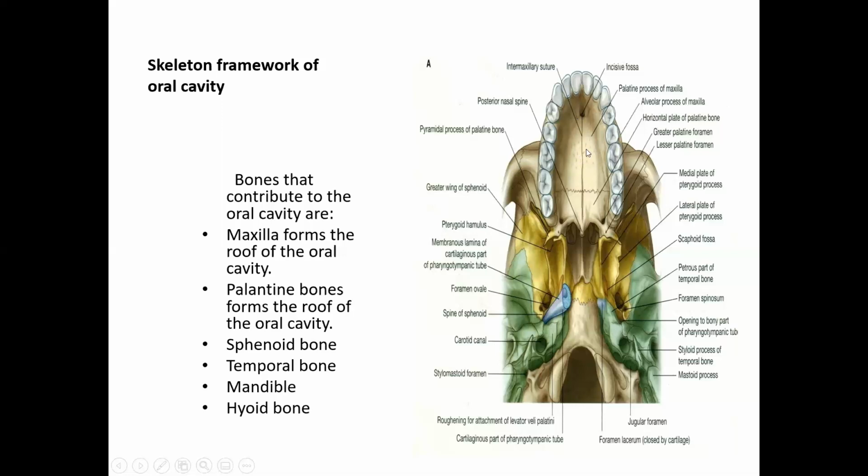You can see here the anterior structure, and just anterior to the intermaxillary sutures, there is a foramen, and this is the incisive foramen. Through this incisive foramen, the greater palatine and the nasopalatine vessels can travel from the oral cavity into the nasal cavity.